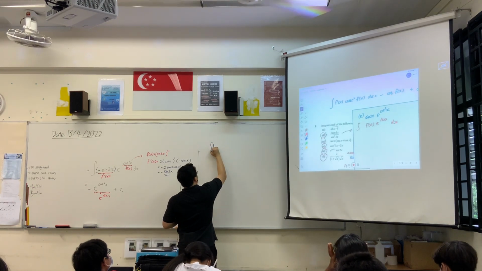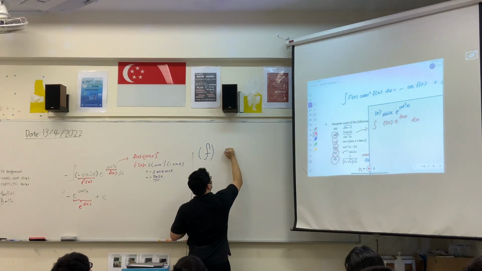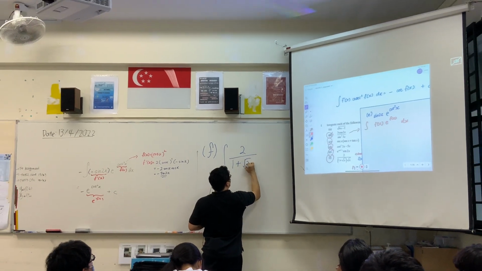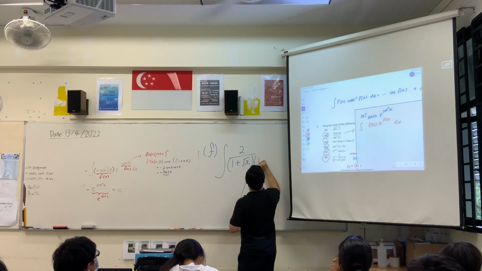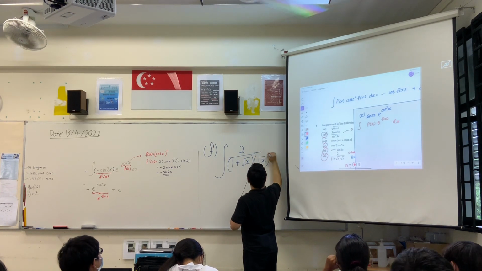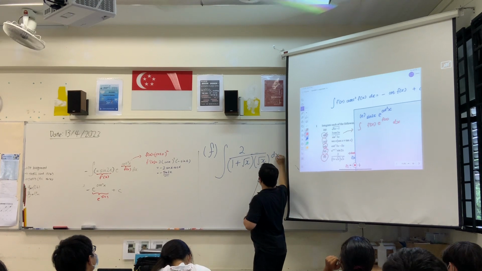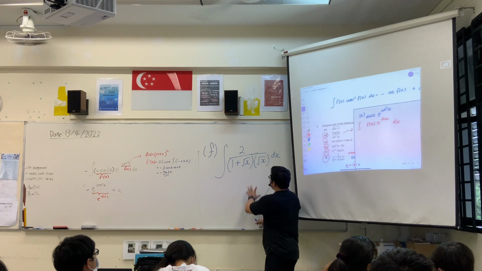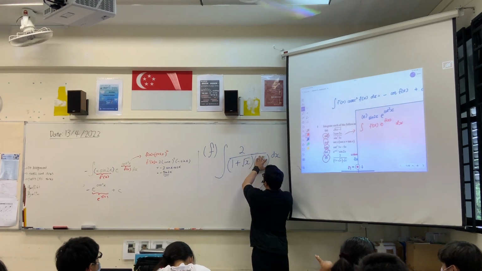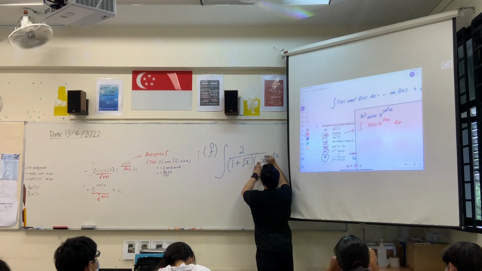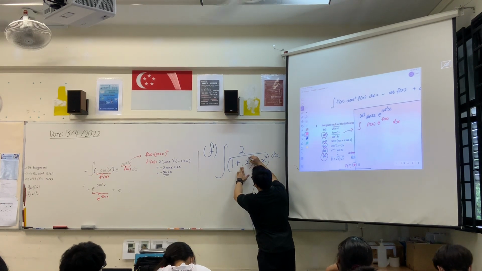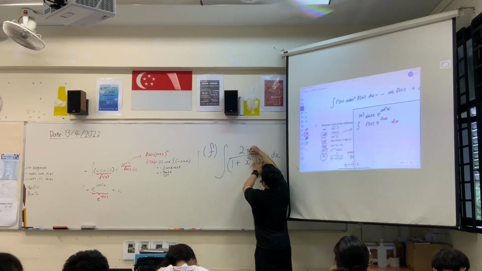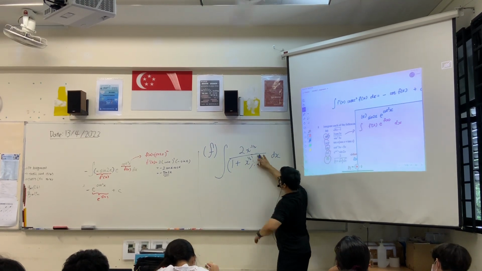So for F, okay, great. 2 over 1 plus square root x power x, right? So this one will go up. This will go up. This is the same as x to the power half. This one goes up, this one goes up, see? This goes up and becomes x to the power minus half.